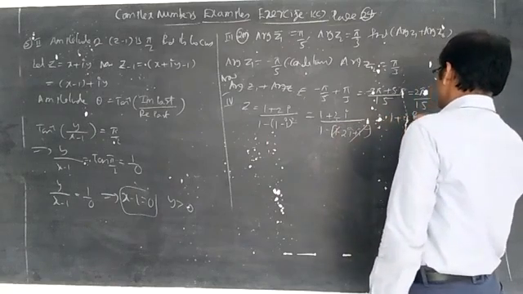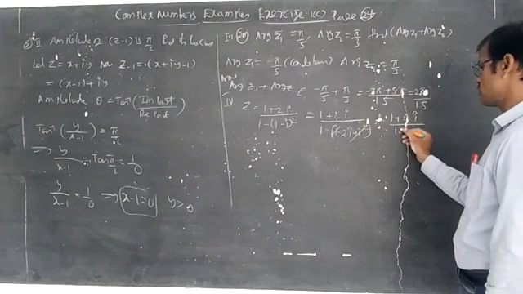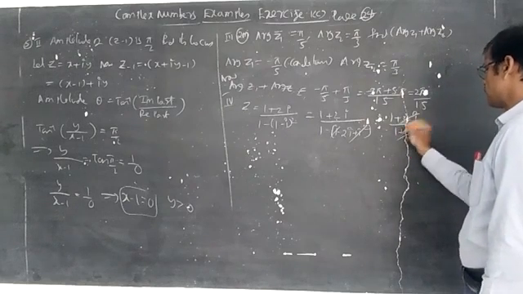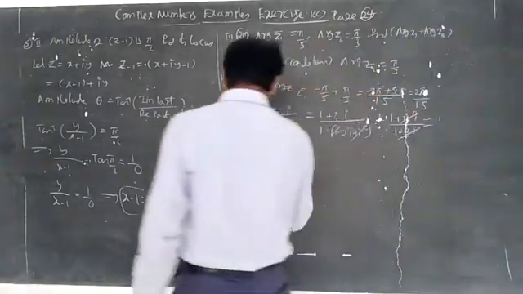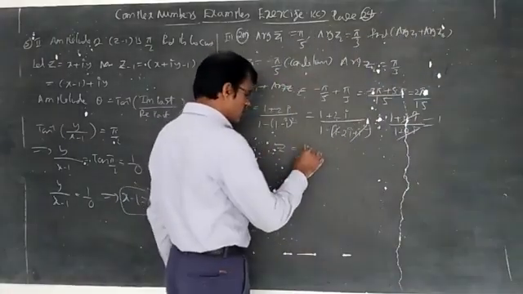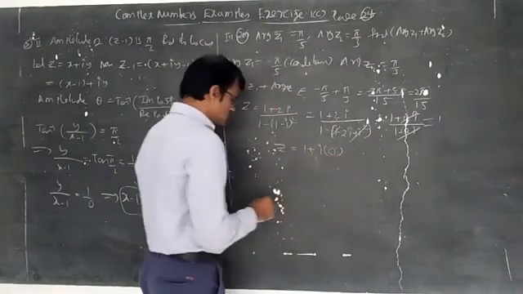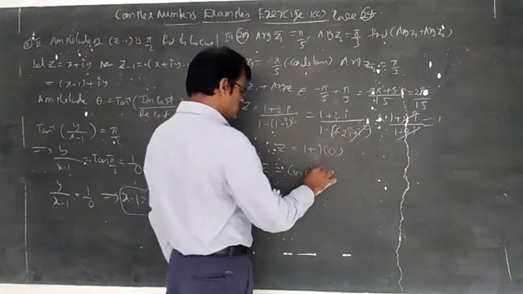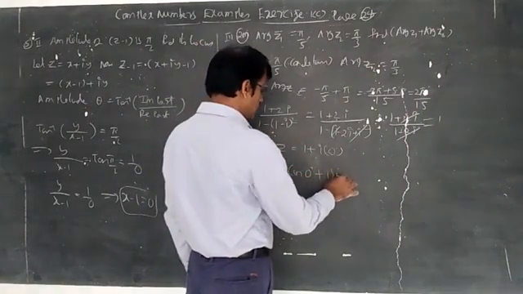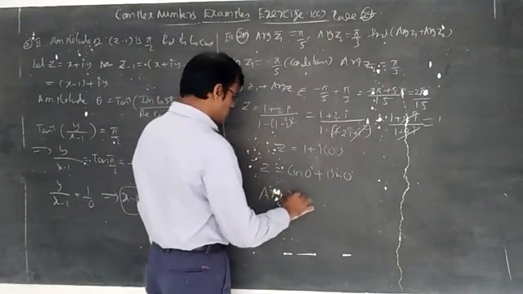1 plus i square will be getting cancelled. So here 1 plus 2i by 1 plus 2i, so simply it is 1 by 1. That the z is equal to 1, we can write as 1 plus i into 0. So you can write z is equal to cos 0 plus i sin 0. Argument z is equal to 0.